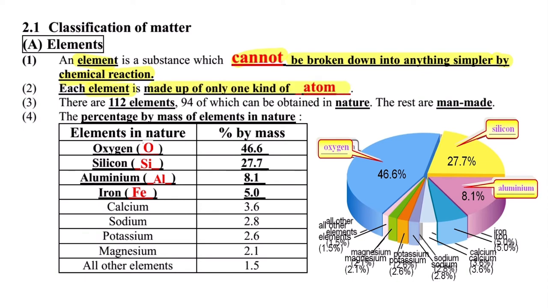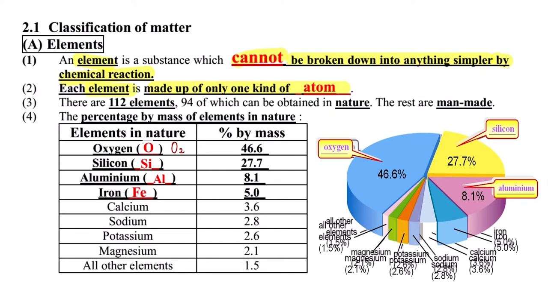So let me show you some examples. Oxygen is O2, so only one kind of atom, only oxygen atoms, inside. Silicon is Si, aluminum is Al, and calcium is Ca. These are the chemical symbols, and only one kind of atom is present inside an element.